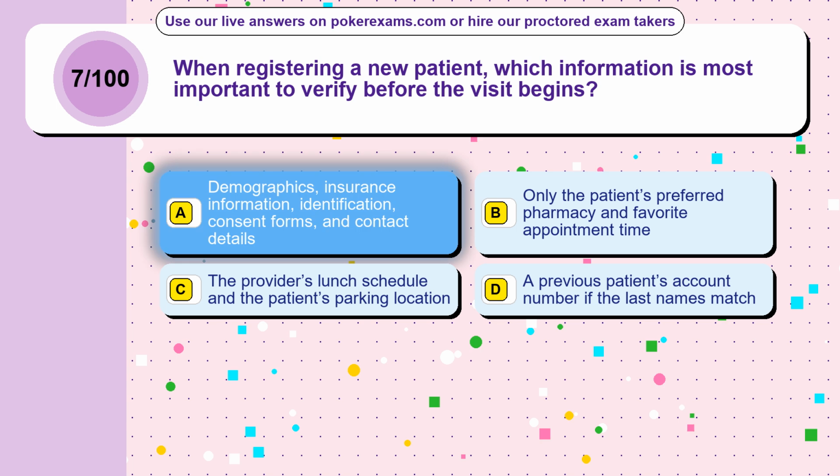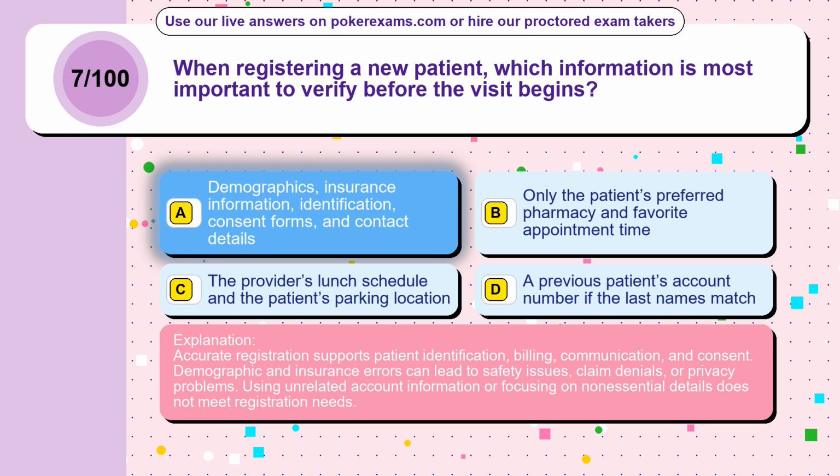The correct answer is option A. Demographics, insurance information, identification, consent forms, and contact details. Accurate registration supports patient identification, billing, communication, and consent. Demographic and insurance errors can lead to safety issues, claim denials, or privacy problems.